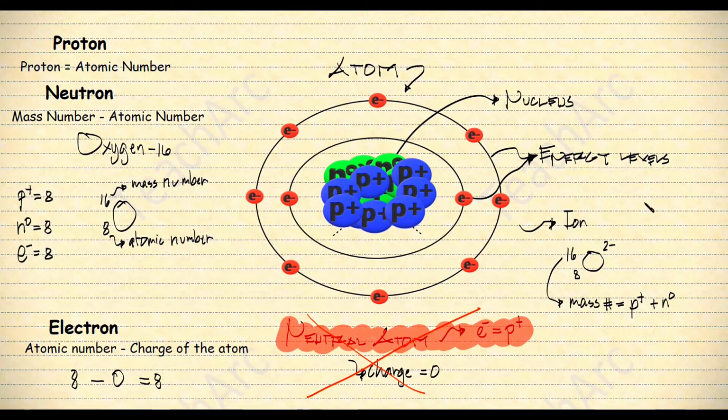The number of protons here is still 8, and the number of neutrons is also 8. But the number of electrons now will be the atomic number, which is 8 minus the charge, which is negative 2, giving us 10 electrons.